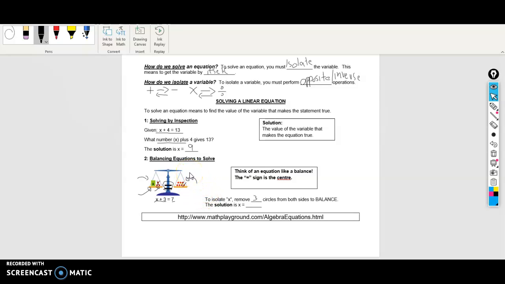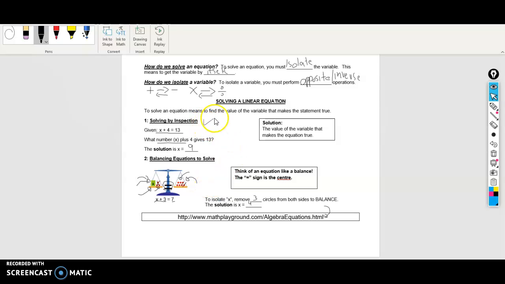And so what you'll notice is that there's 4 circles left. So what that must mean is that there must have been 4 circles in this little envelope over here. So the solution here is 4 circles. You can take a look at the math playgrounds for some simulations based on this. But that's just another way to think about how to solve for x.